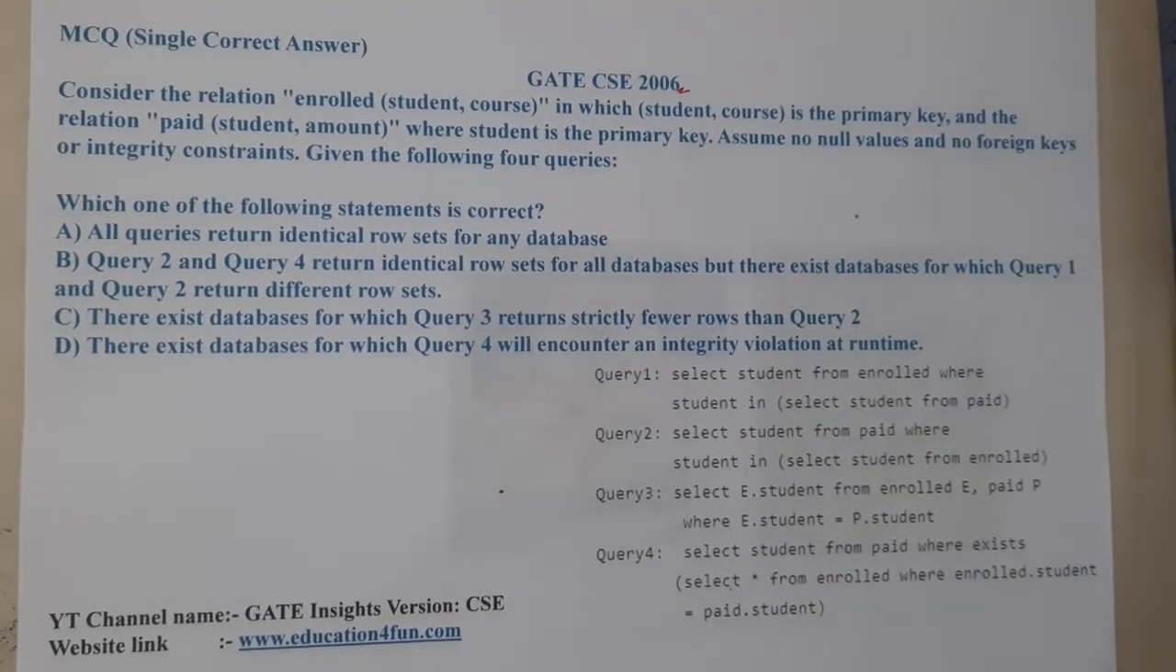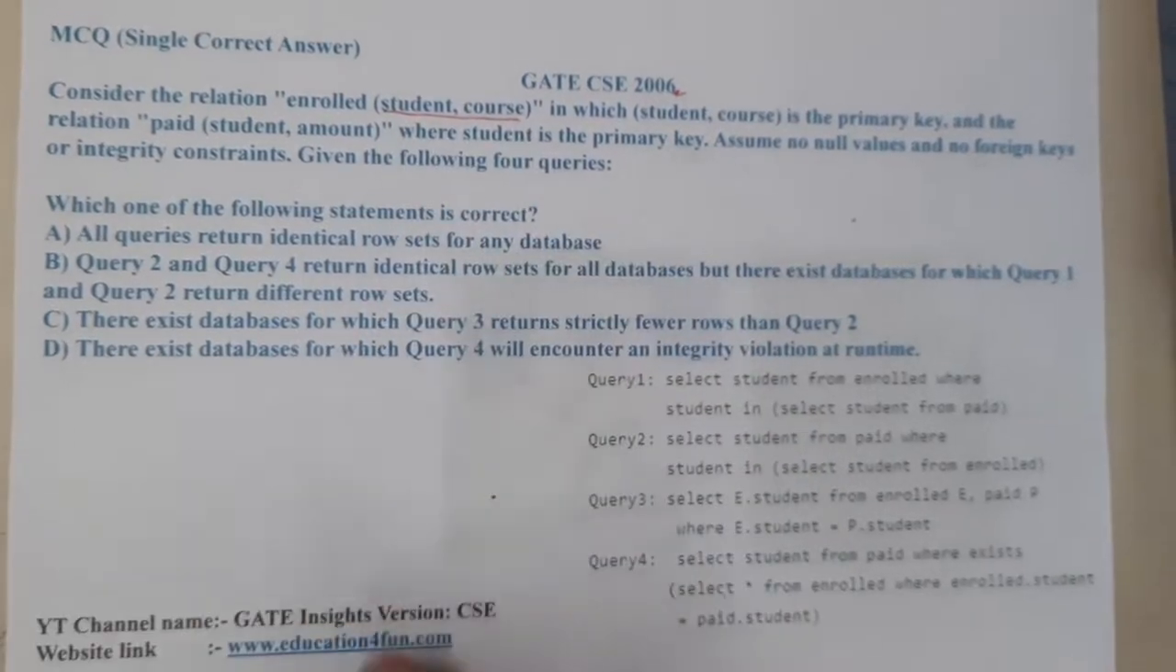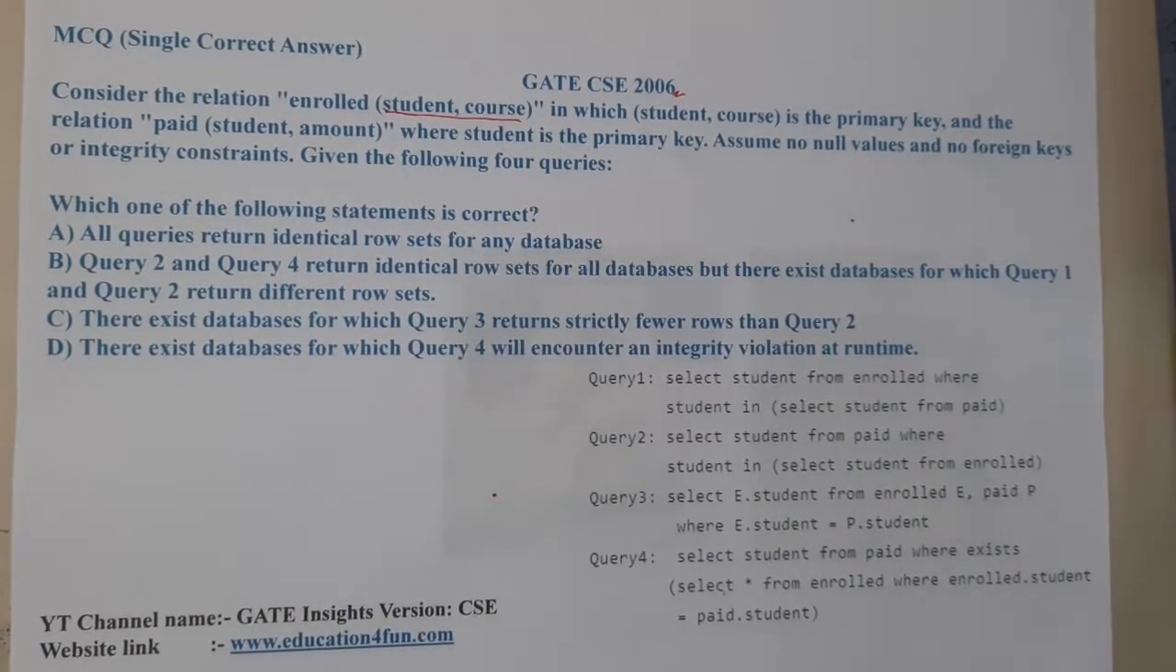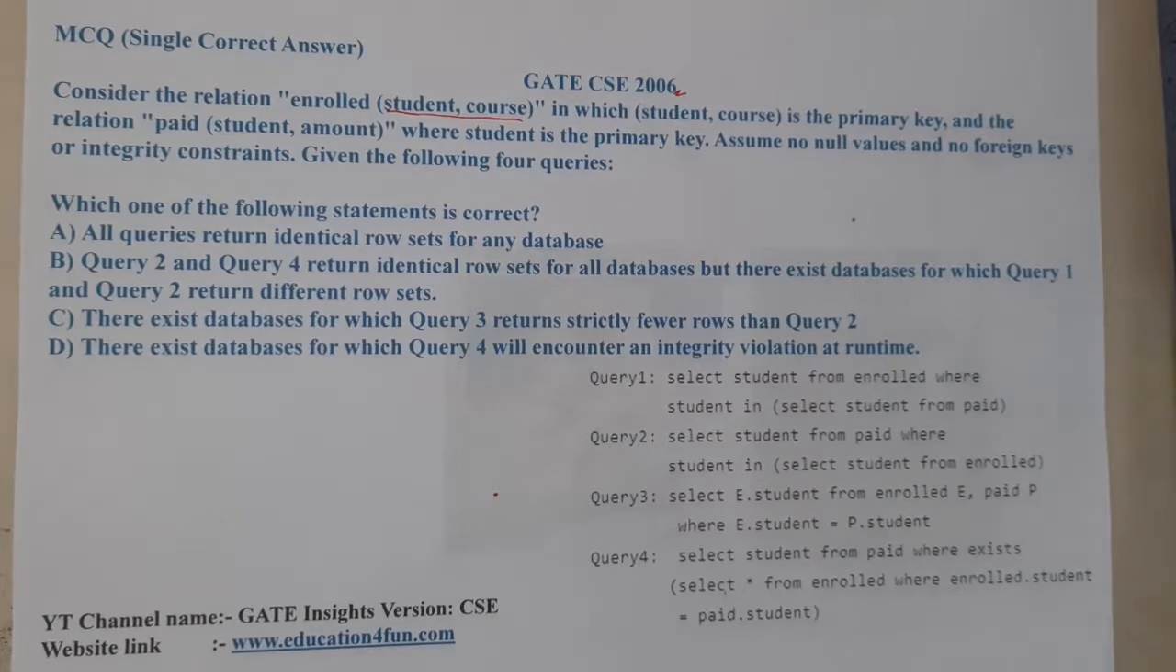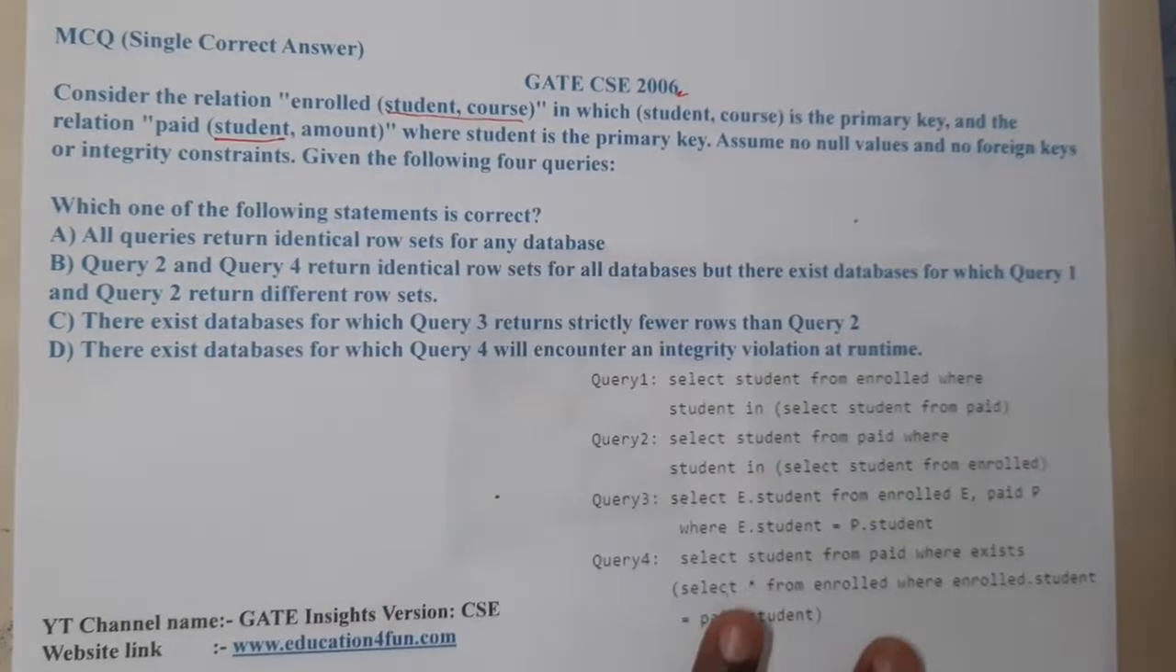The given question is: consider the relation enrolled (student, course), in which student, course is a primary key. So the combination of both of them is a primary key, guys. And there is one more table, paid, which contains student, amount. Here student is the primary key.